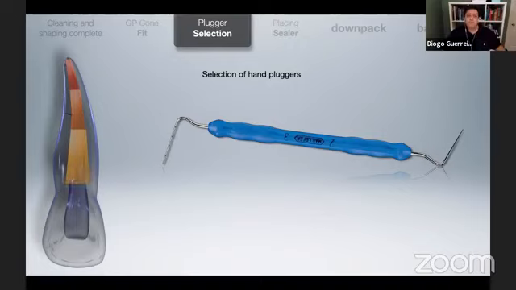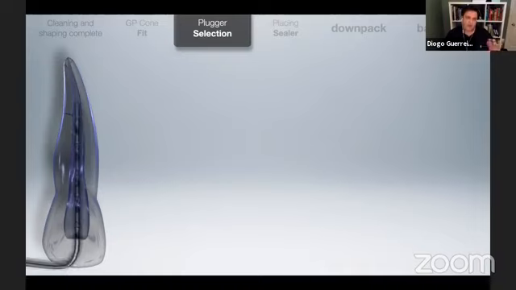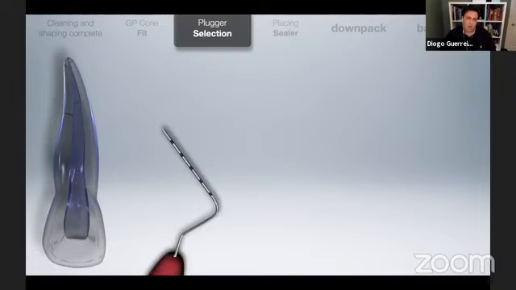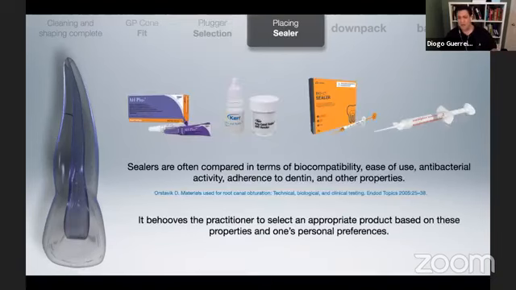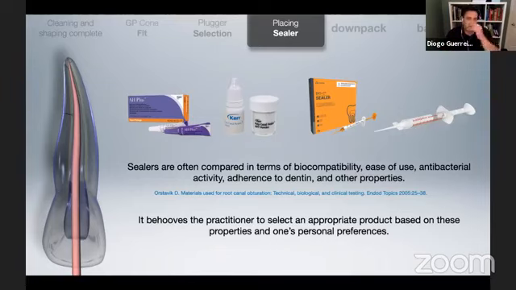That packing is done with end pluggers. I personally like to have 3 sizes: one for the apical portion, one that reaches those 3 to 5 millimeters, and then one for my middle third, and another, larger one for my coronal third. This is for the selection of the pluggers.